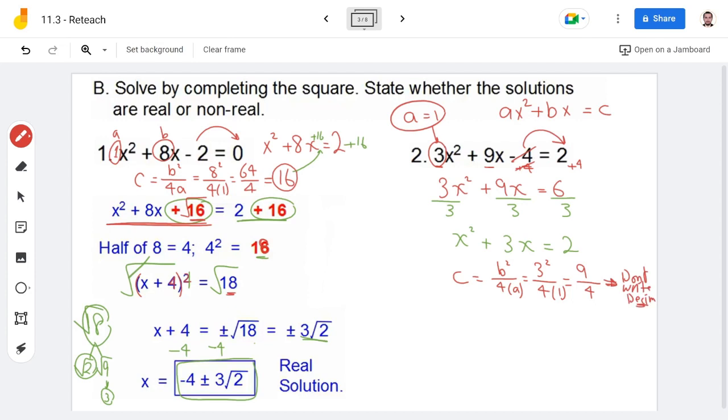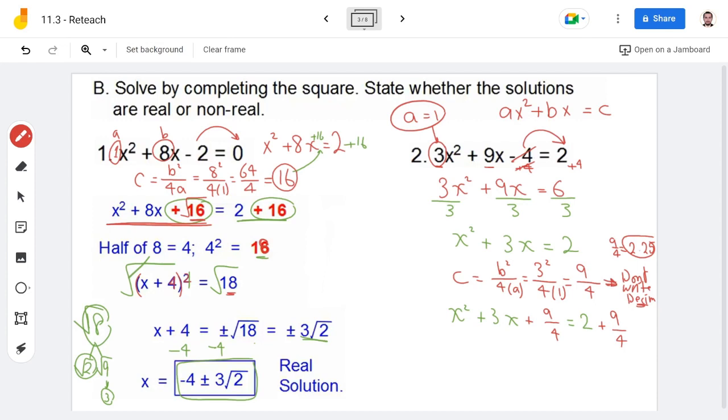Now let's add 9 over 4 for both sides. So now let's rewrite the question. x squared plus 3x plus 9 over 4 equal 2 plus 9 over 4. If you need to add the numbers to make it easier, if you can add the fraction, it's fine. Convert it to decimals, which is 9 over 4 is equal 2.25. If you want, you can write it. If you don't want, don't write it. And I prefer not to write the decimal.